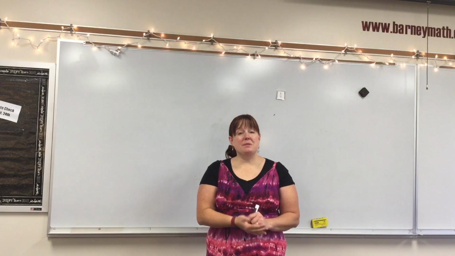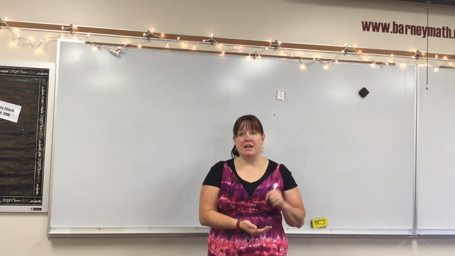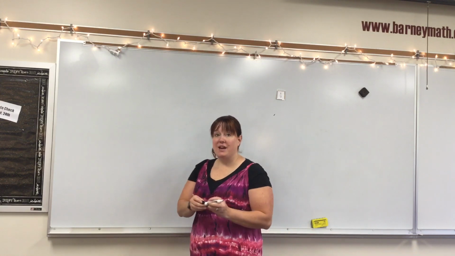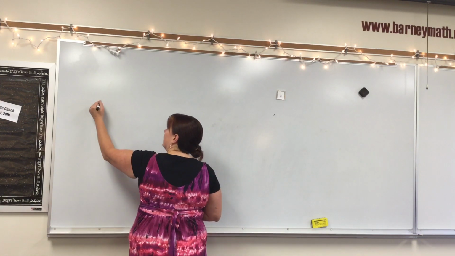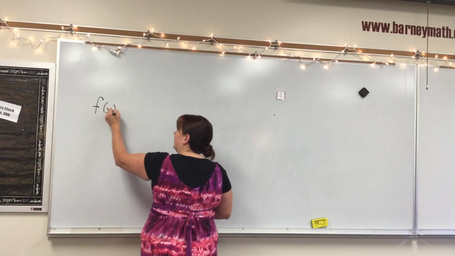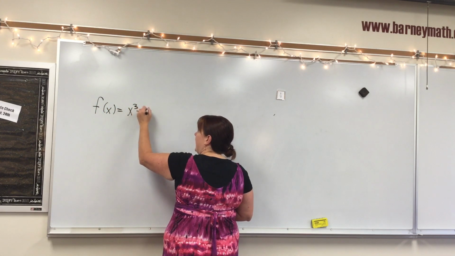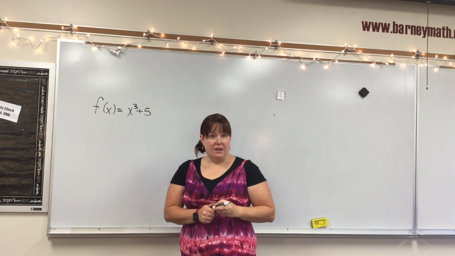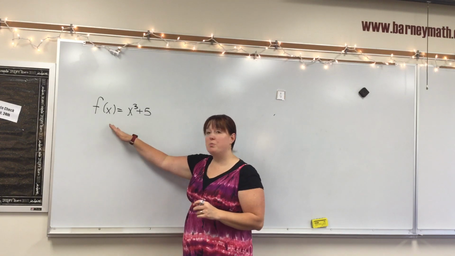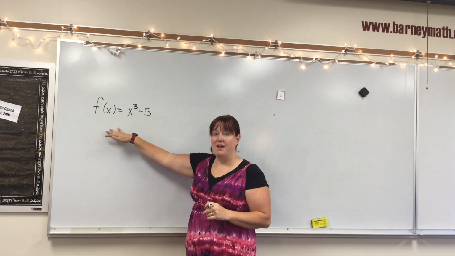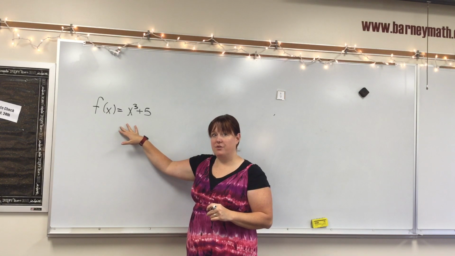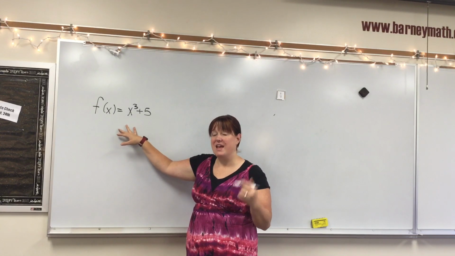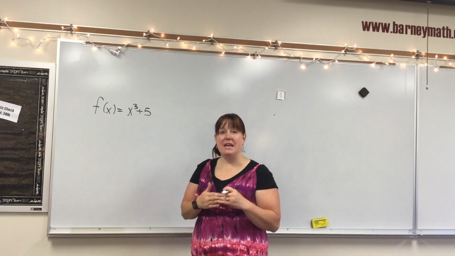All right, so now we're going to use the limit definition of a derivative to find actual derivatives, find slopes of tangent lines. So let's take a look at a function. We're going to use f of x equals x cubed plus 5. And what we want to do is try to find the derivative, which is the slope of the tangent line at any point on this graph. How fast is this graph changing at any given point?